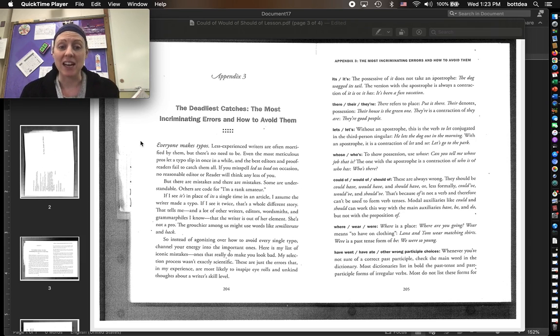So instead of agonizing over how to avoid every single typo, channel your energy into the important ones. Here is my list of iconic mistakes, ones that really do make you look bad. My selection process wasn't exactly scientific. These are just the errors that, in my experience, are most likely to inspire eye rolls and unkind thoughts about a writer's skill level. So at this point, I am going to encourage you to stop the video for a moment and actually look through the rest of the PDF.